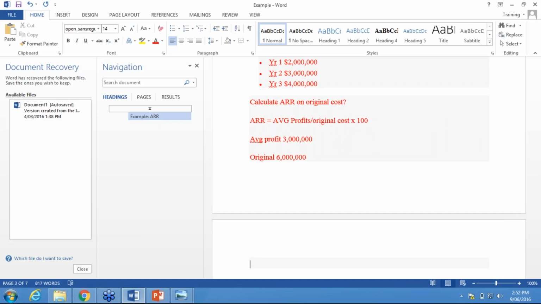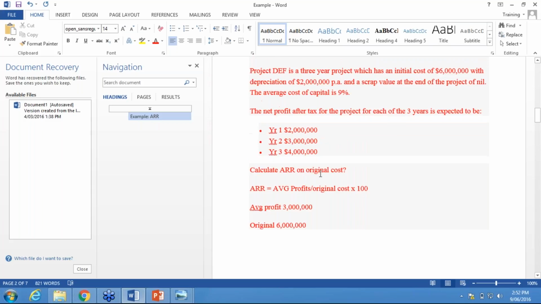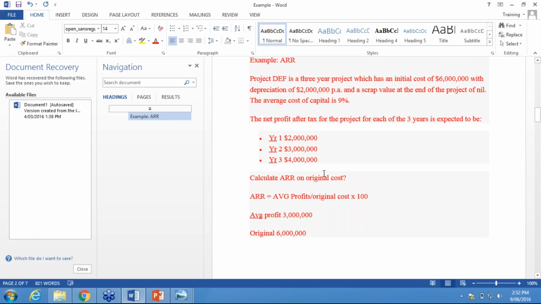Now you need to use the formula for ARR, that is 3 million, I'm just writing M here, divided by 6 million, multiplied by 100. So it will give you ARR. Make sure that if you look at this question, sometimes some information has been given to create confusion. Look at this question. Depreciation has been given to you.